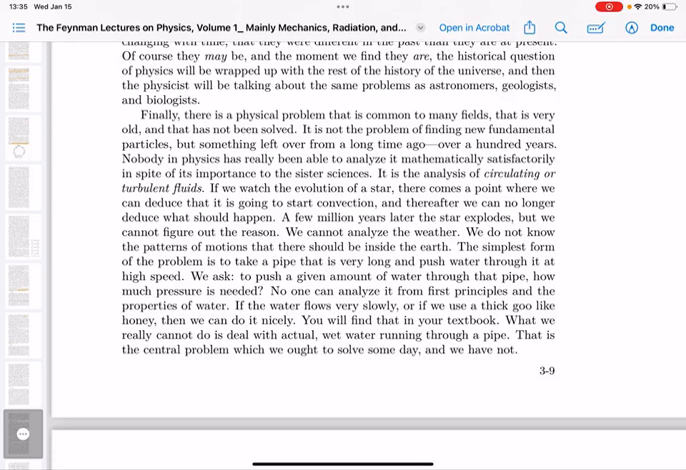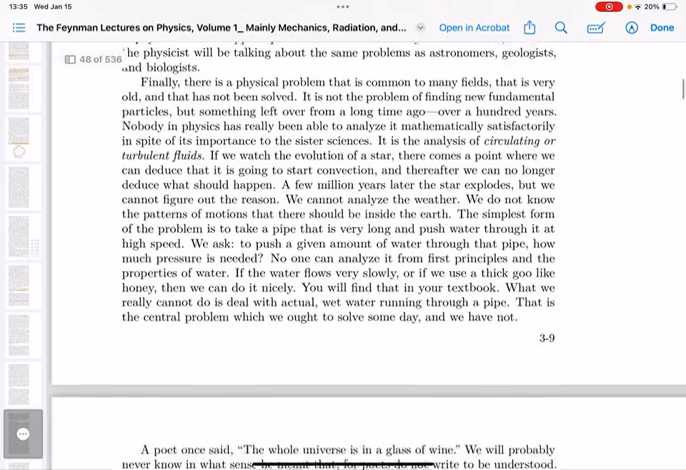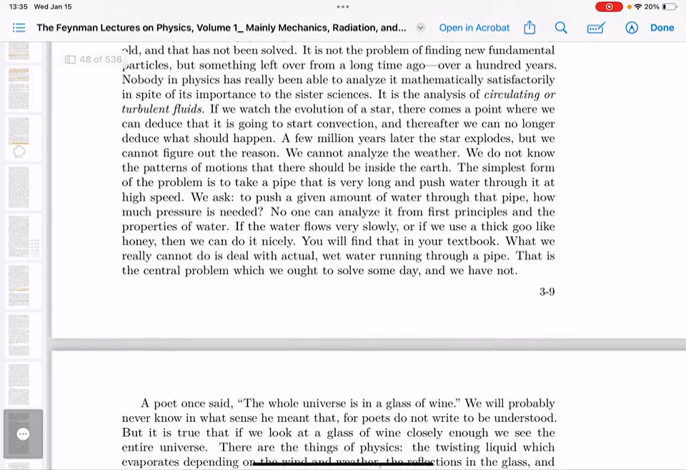very old and that has not been solved. It is not the problem of finding new fundamental particles, but something left over from a long time ago. Over 100 years, nobody in physics has really been able to analyze it mathematically satisfactorily in spite of its importance to the sister sciences. It is the analysis of circulating or turbulent fluids.